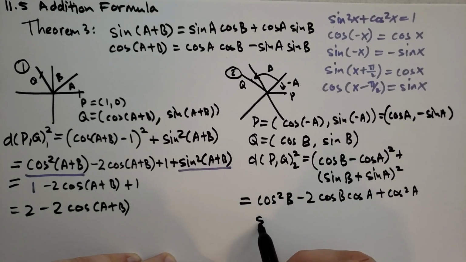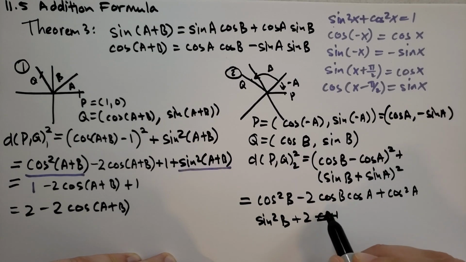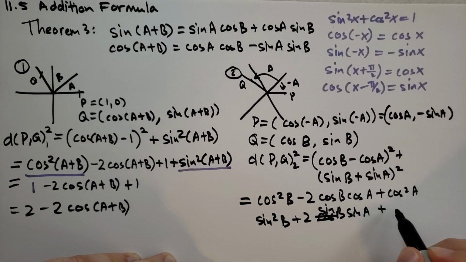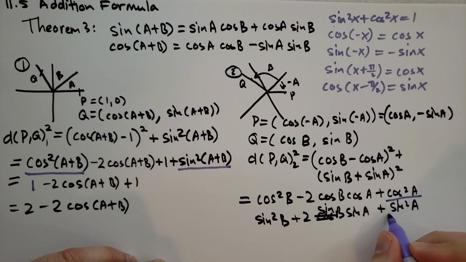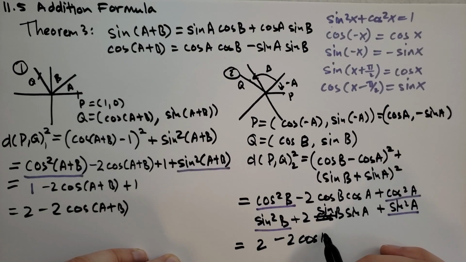We do the same thing for sine. So we get sine squared of b plus 2 sine of a, sine of b, and then we have sine squared of a. Okay? And we can tell right away that again we have cosine squared plus sine squared, and over here we have cosine squared plus sine squared of the same angles. And so we can replace both of those with 1. So we get 1 plus 1.